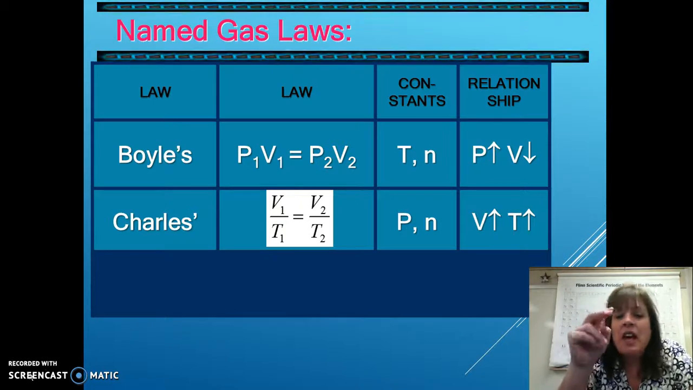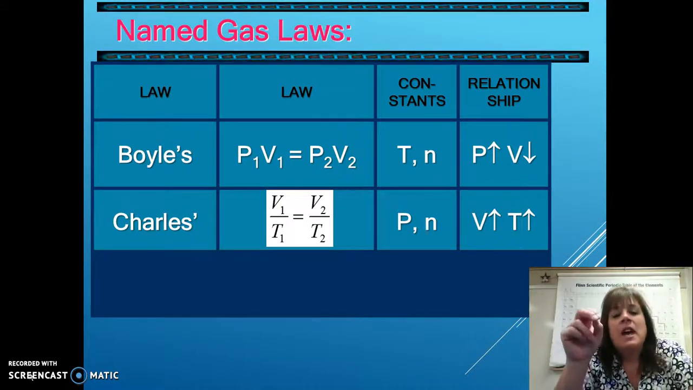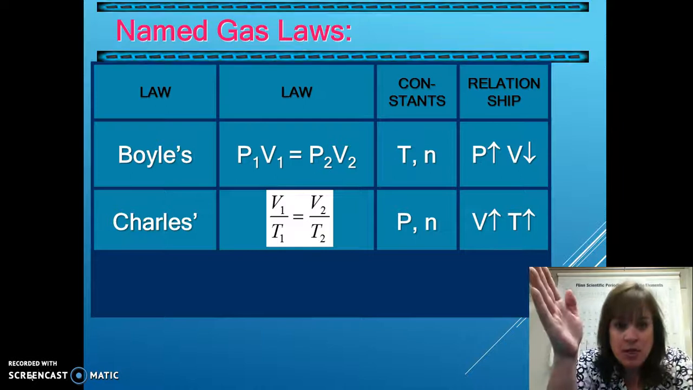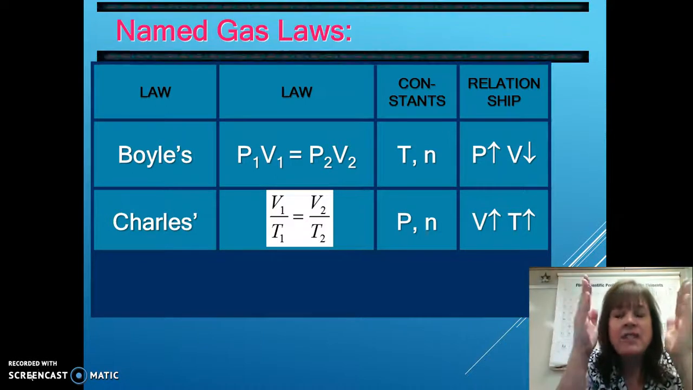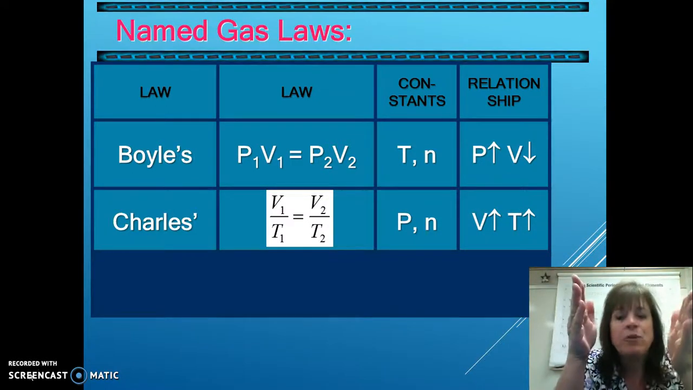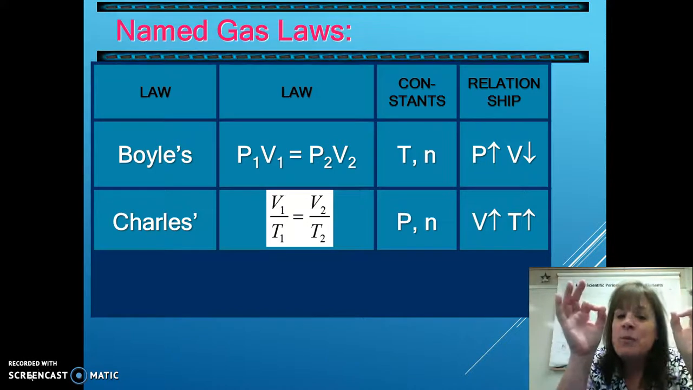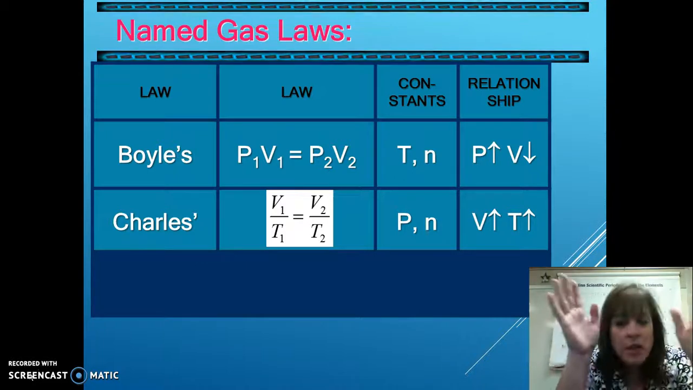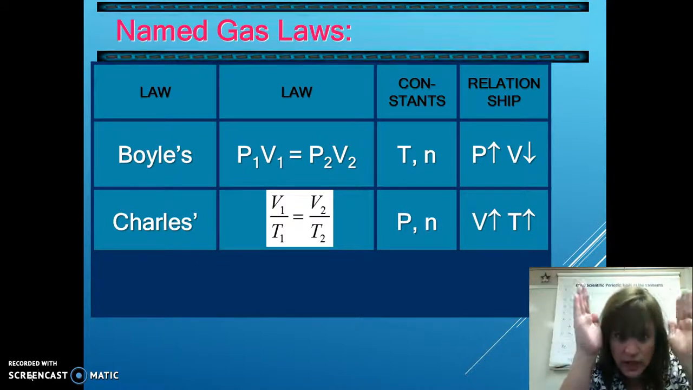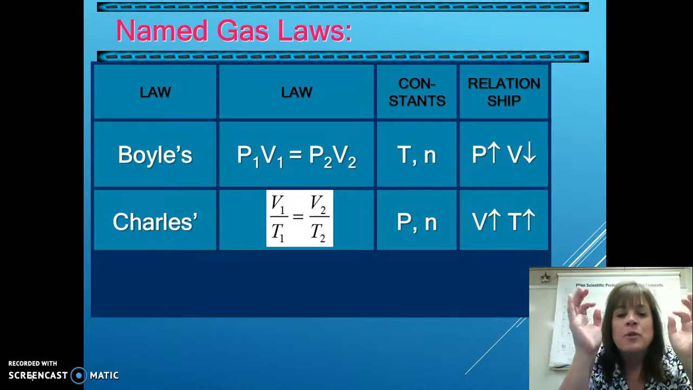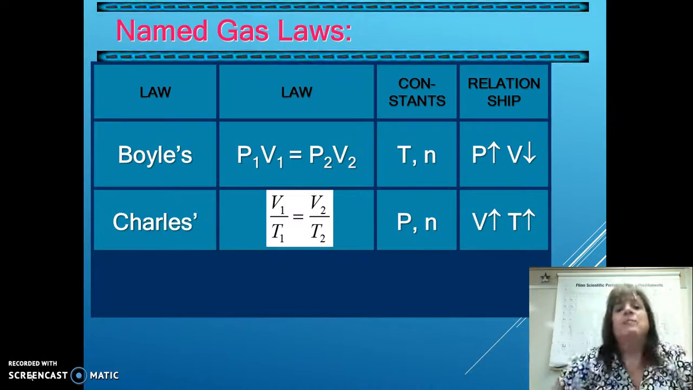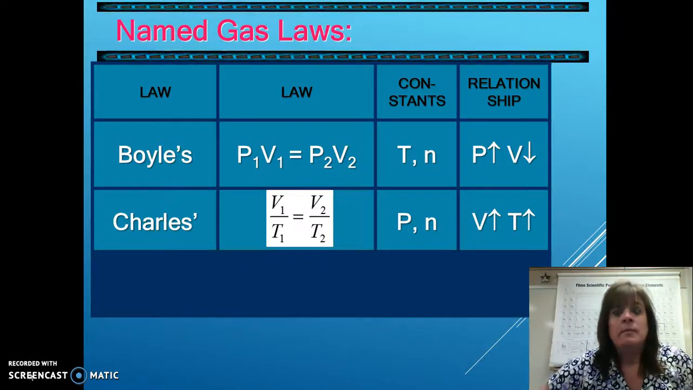So what Charles found is that if you divide the volume by the absolute temperature at one condition, that'll equal the volume divided by the absolute temperature in another condition, provided that the pressure and the amount are constant. Now, I say absolute temperature, that means Kelvin. You have to work in Kelvin. You're going to see problems where I give you two temperatures in Celsius, and you're just going to want to plug them in, but don't. You've got to add 273 to a Celsius temperature before you calculate anything in this unit. Don't forget.